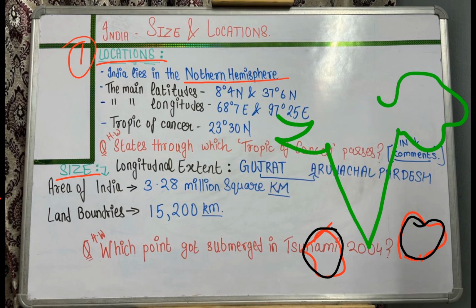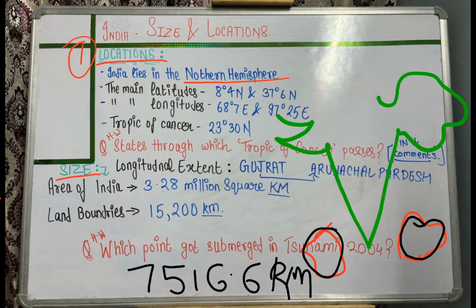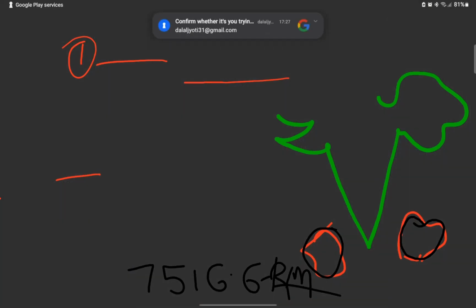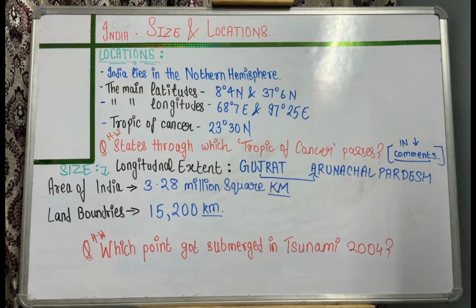The distance of the boundary of the coastal lines of our India is 7,516.6 kilometers. Let me write it for you over here also. It is 7,516.6 kilometers, guys. I hope you understood it. And the land boundary of our India, India's land boundary, is 15,020 kilometers. I hope you guys have understood it very well.